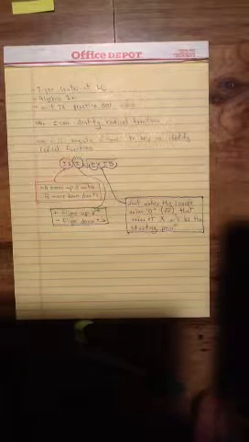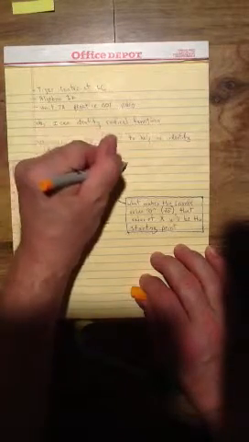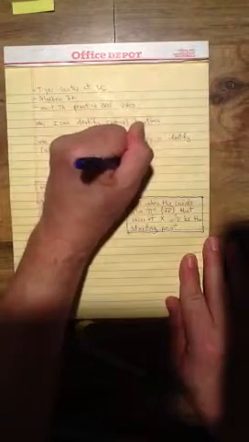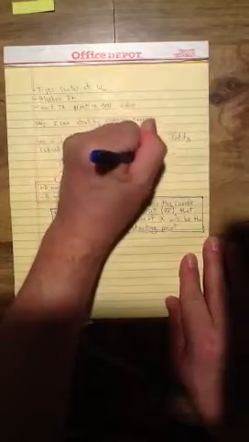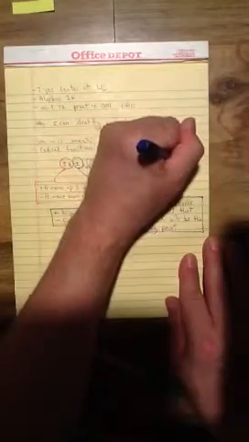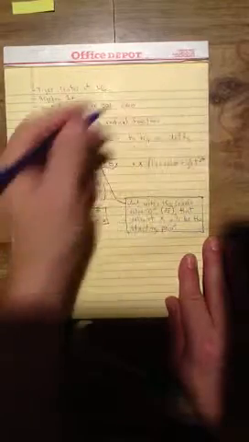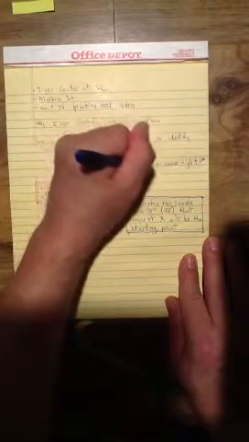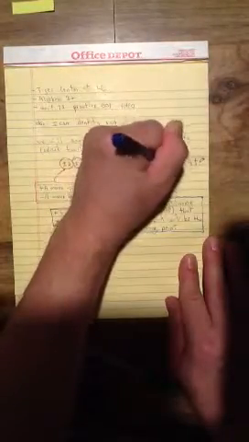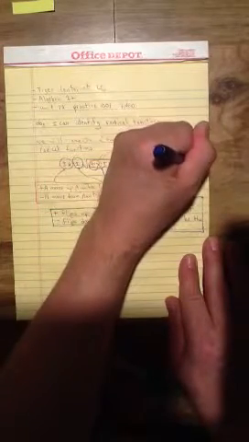Last thing we need to look at will be the plus or minus x. A positive x flips the curve to the right, like so. A negative x flips the curve left, like so.